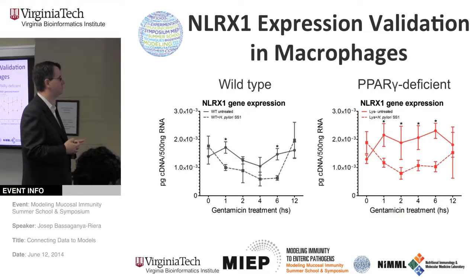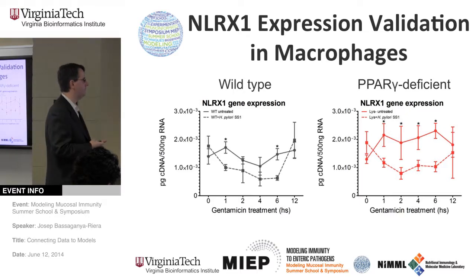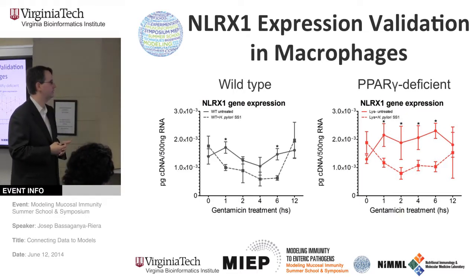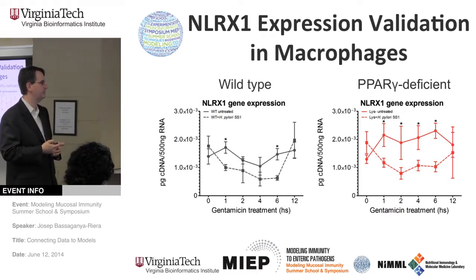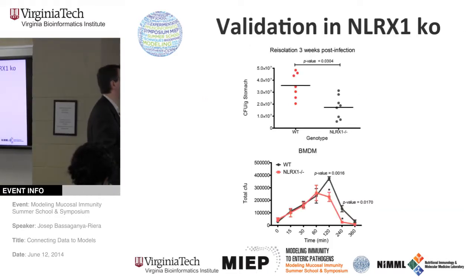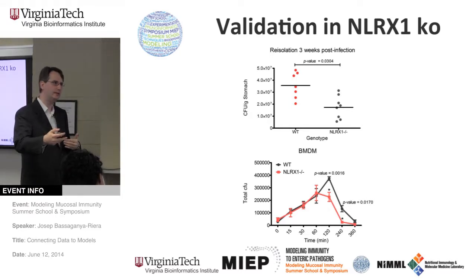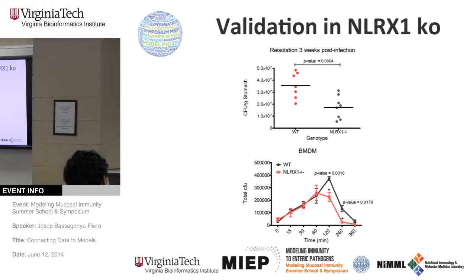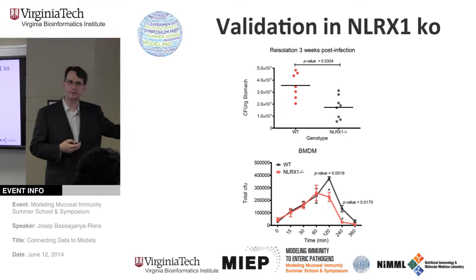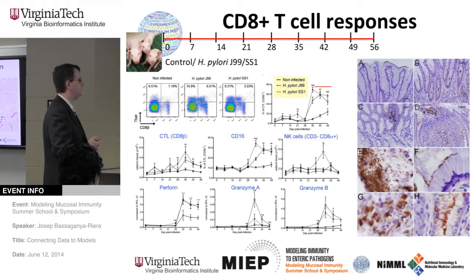And so if we look at NLRX1 expression and validation in macrophages, we see that when we compare wild type and PPAR gamma null macrophages, there's a difference in terms of NLRX1 expression. That's the validation by real-time PCR of RNA-seq data. And if we utilize NLRX1 knockout mice, we see that the deficiency of NLRX1 results in lower recovery of H. pylori from stomach following 3 weeks of infection. And now we are running longer studies because we are interested in the chronic stages of infection. And if we look at bone marrow-derived macrophages, the data represents well what we are seeing in vivo. So the modeling is pointing at new directions and new areas of exploration mechanistically in the context of mouse models.